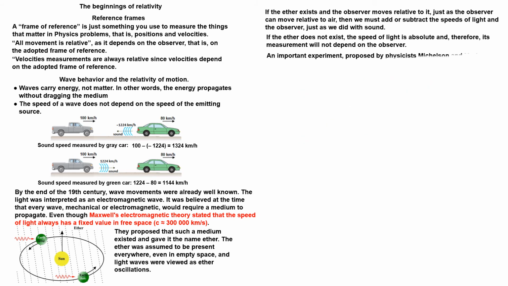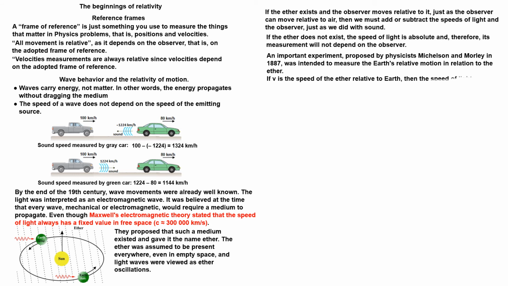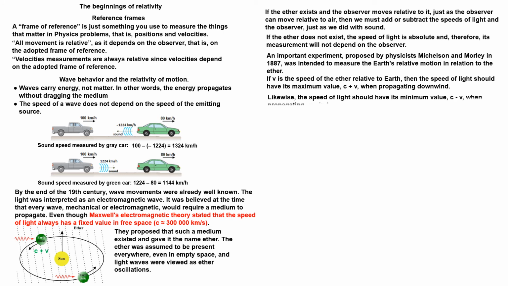An important experiment proposed by physicists Michelson and Morley in 1897 was intended to measure the Earth's relative motion in relation to the ether. If v is the speed of the ether relative to Earth, then the speed of light should have its maximum value, c plus v, when propagating downwind. Look at the figure. Likewise, the speed of light should have its minimum value, c minus v, when propagating upwind. Look at the figure.